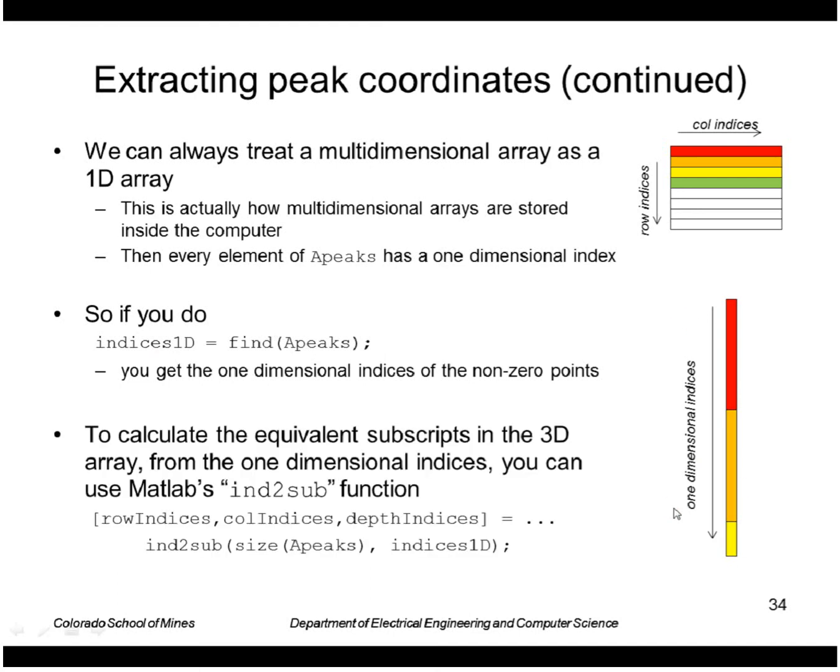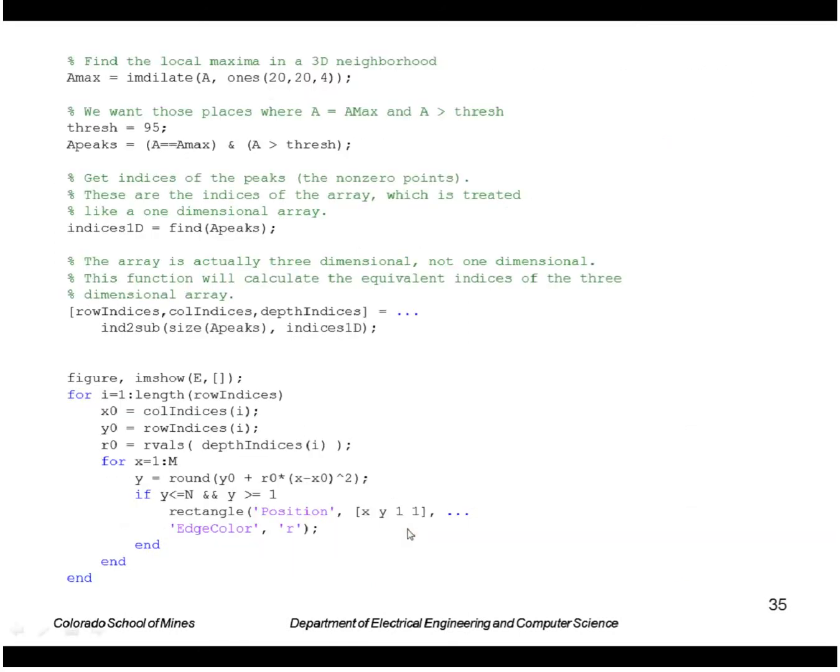You can still get back to the equivalent subscripts or indices of the 3D array using this ind2sub function, indices to subscripts function. You pass in the size, which returns the number of rows, columns, and depth, and you pass in the indices that you want to convert, and then it will return the equivalent row, column, and depth indices. So this is the code that does that.